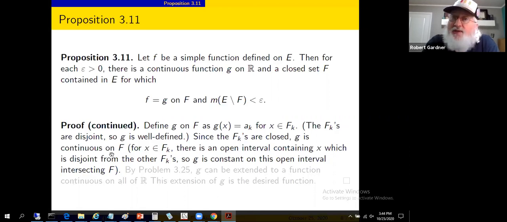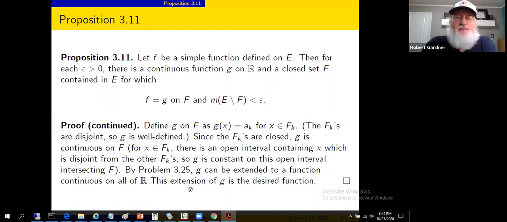Being continuous on set F means, as opposed to the way it's dealt with in Calculus 1, you take an open interval containing x, and we've got that function continuous on that open interval intersect the domain of the function. The domain at present is capital F. We need to extend G to all of the reals, but we've got the continuity on that closed set.